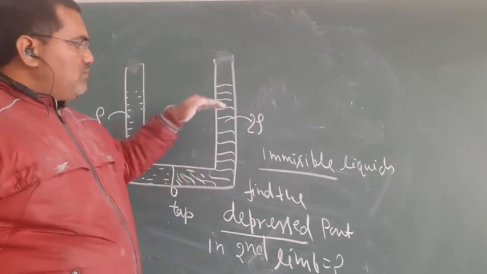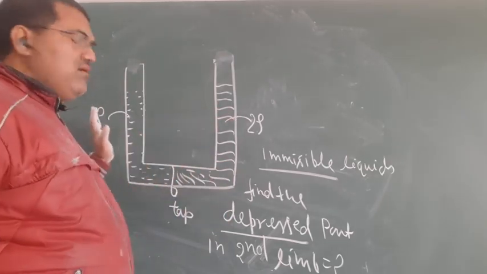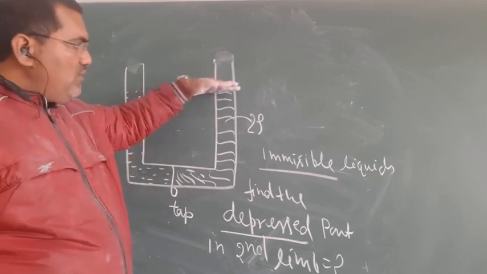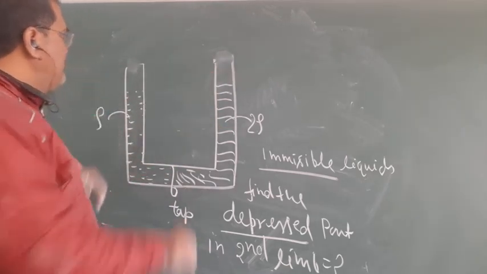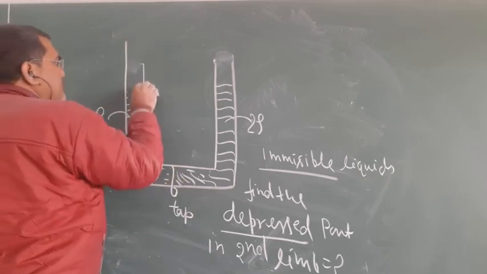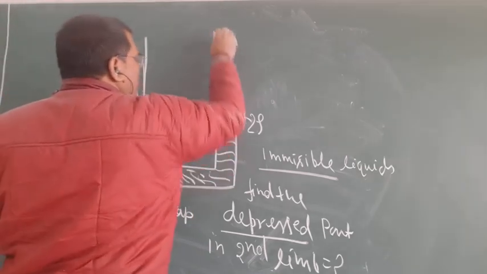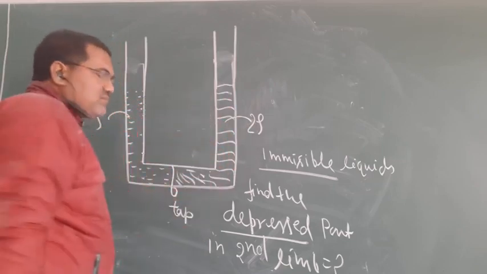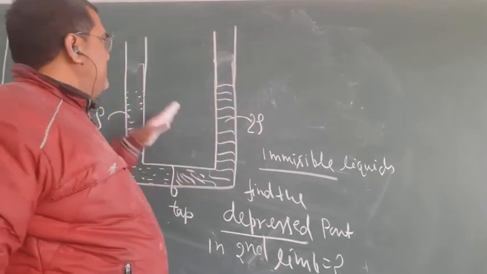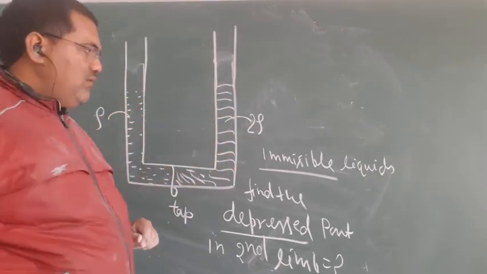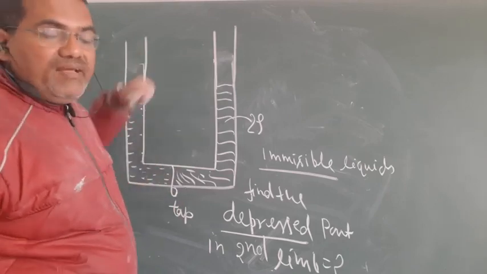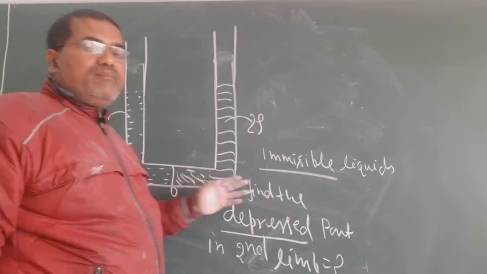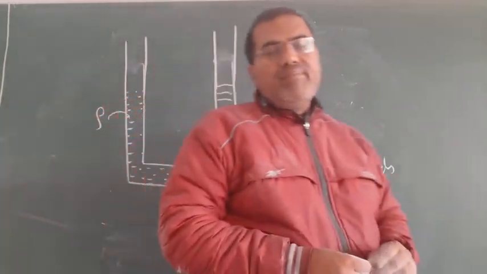The concept is 2 rho is more than rho, so this column liquid will depress and this column liquid will rise. There is sufficient length of the tube so that the liquid does not fall out. So the liquid will be in equilibrium, so at the same level pressure will be the same. Use this concept and do it at home.